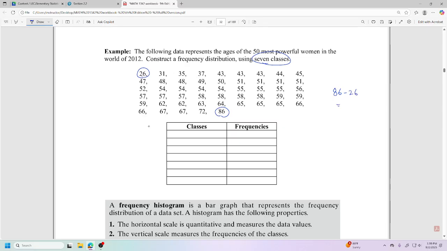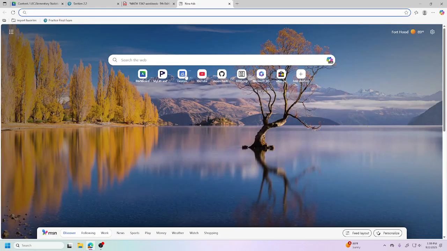And what is that going to be? Do you know? 86 minus 26? 60. I need to take that 60, and I'm going to divide it into 7 classes. So I'm going to now say 60 divided by 7. And this is where we're definitely going to use a calculator. So let me get the calculator out.